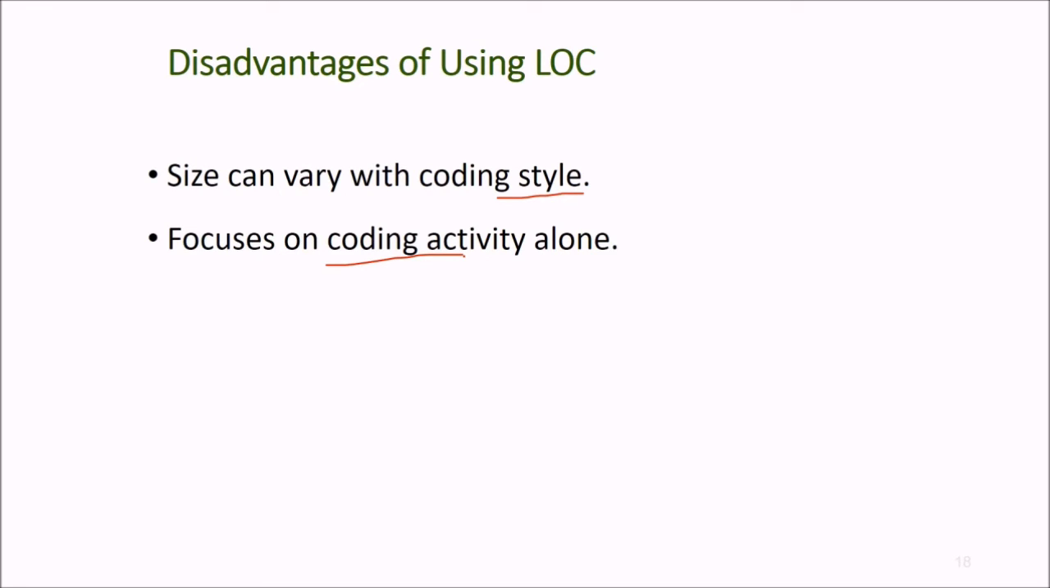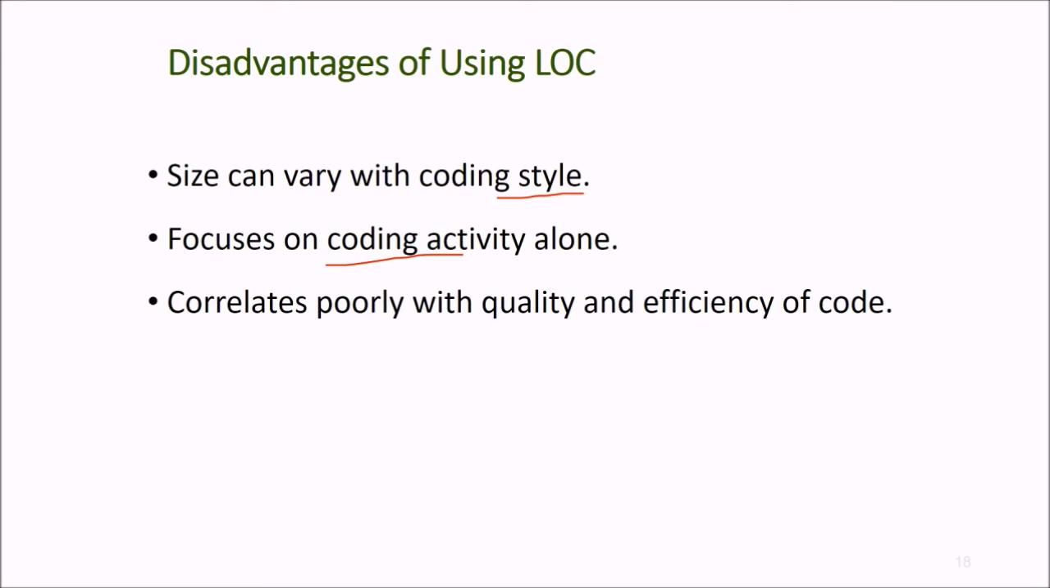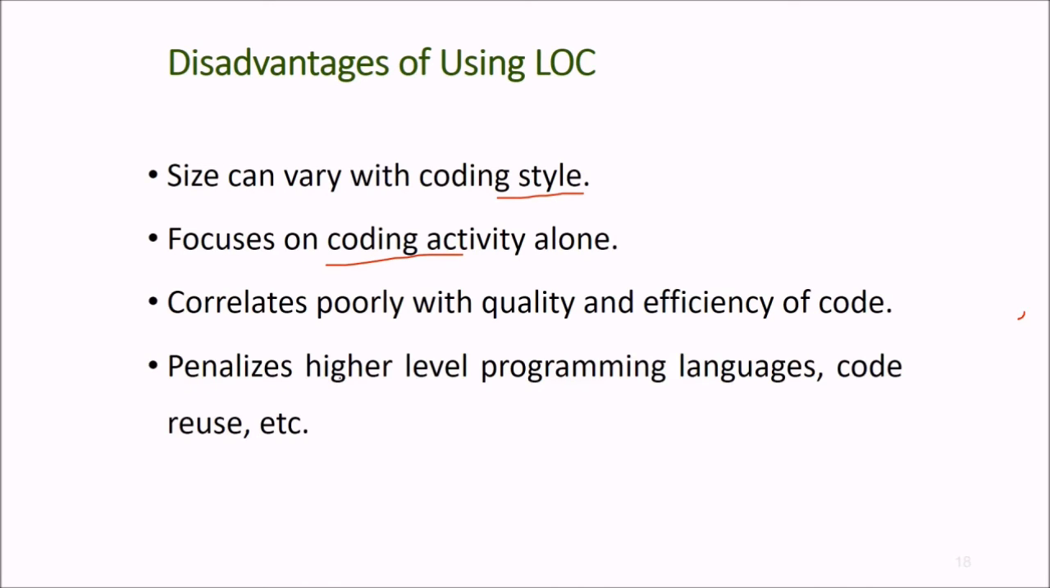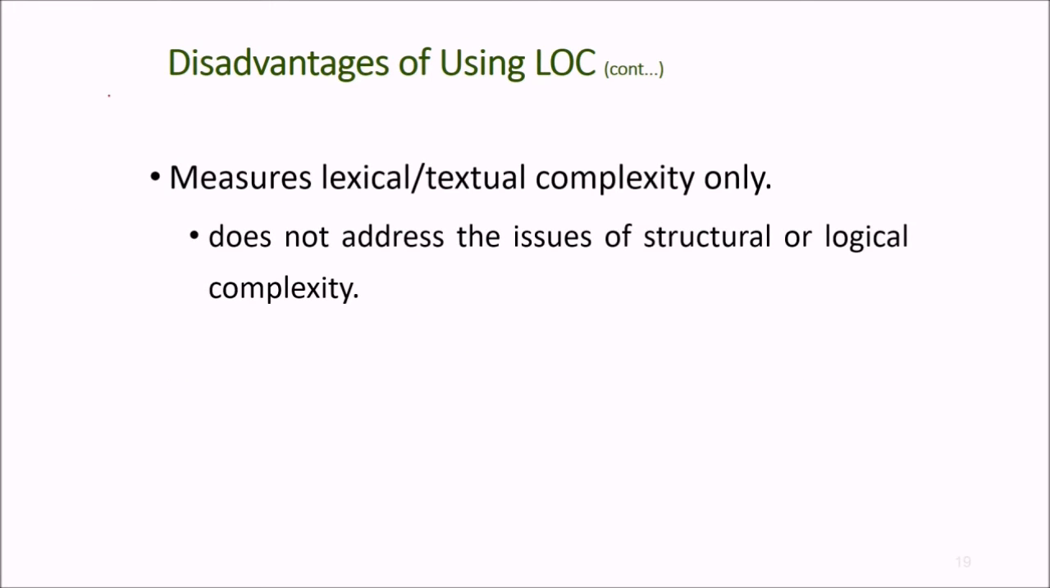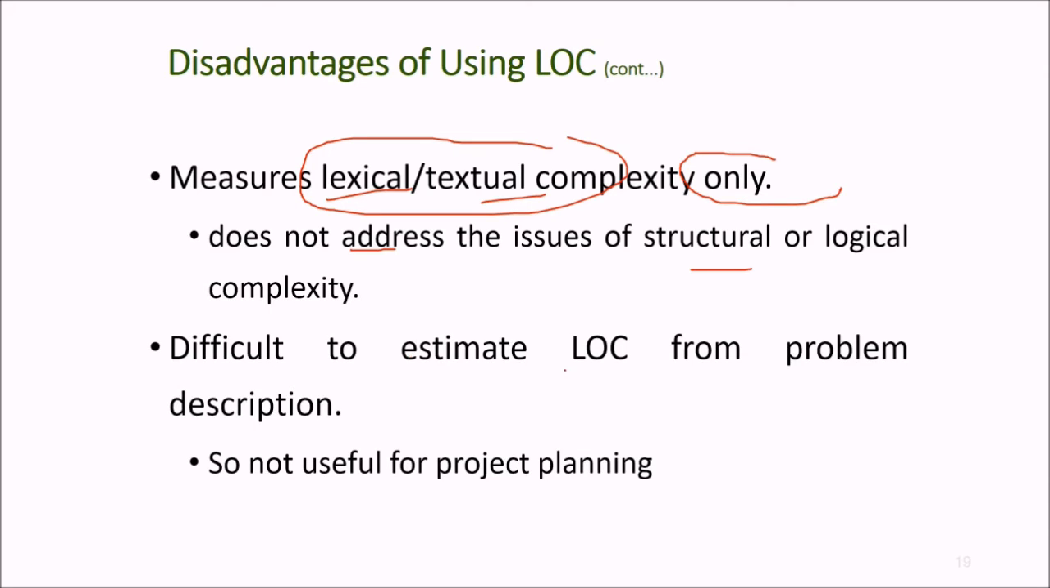Coding generally takes around 20% of our effort. So LOC correlates poorly with the quality and efficiency of code. It also penalizes higher level programming languages, and code reuse, etc. It only measures lexical or textual complexity, and it does not address the structural and logical complexity. And it becomes difficult to estimate the LOC from the problem description. So if you really want to do project planning, it will be difficult from LOC alone.